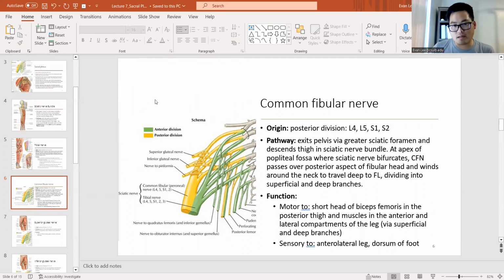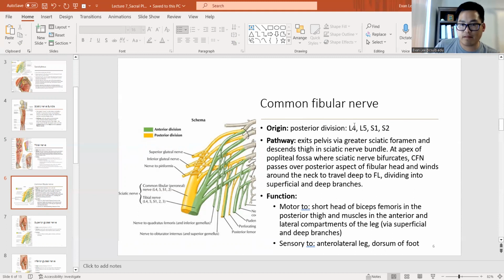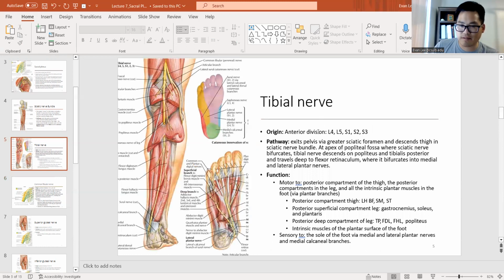But next, we have the common fibular nerve. And common fibular nerve is going to be named because there will be branches of the fibular nerve, but we'll talk about those later. But the common fibular nerve is going to come from the roots L4, L5, S1, and S2. So kind of not similar, but a lot of overlap just because there's a lot of them. But tibial nerve started from L4, L5, S1, S2. Common fibular nerve is L4, L5, S1, and S2. Oh, sorry, tibial nerve is S3 as well.